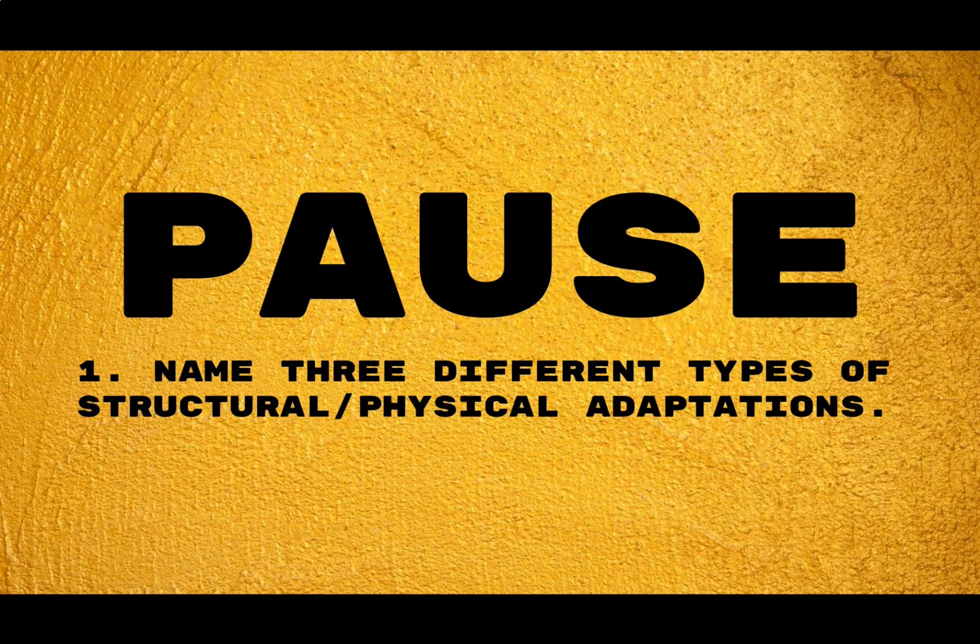Awesome. And we haven't really dived into each particular adaptation, but you could have just told me a few different body parts that are adapted to help animals survive. So structural physical adaptations could appear in the eyes, the ears, the nose, the mouth, the teeth, the limbs, or the body covering, the fur, the skin, the hair. Any of those are good answers.